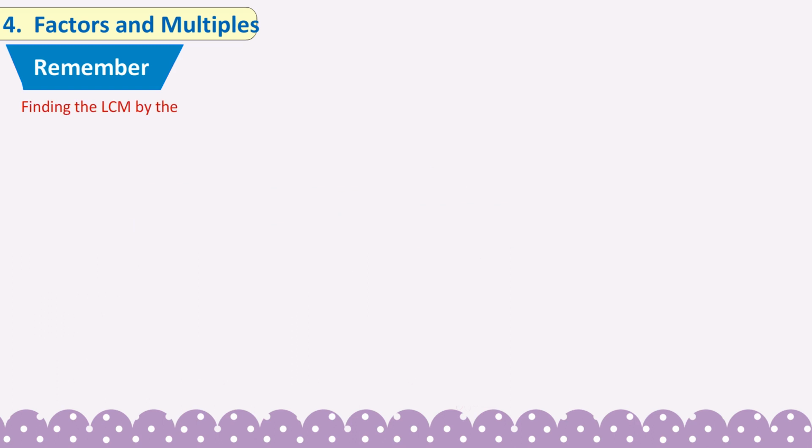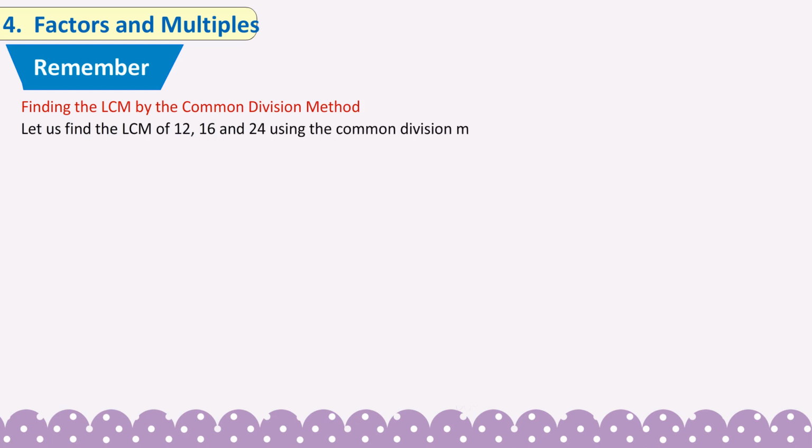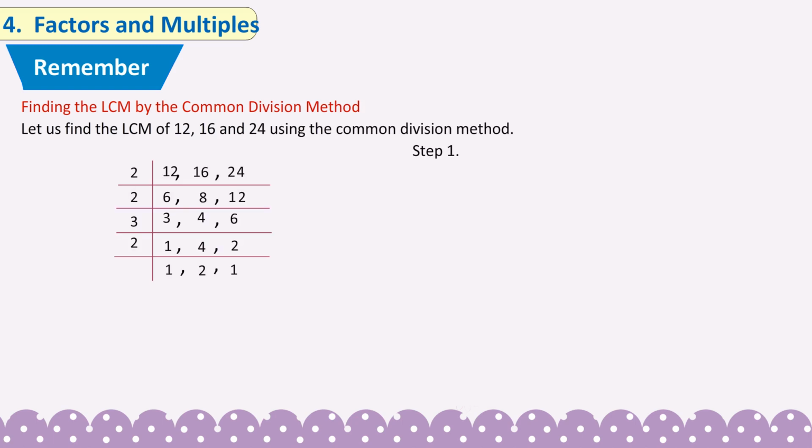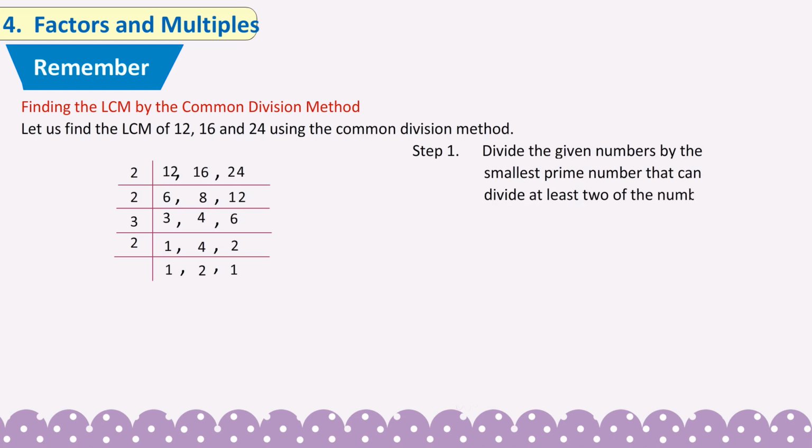Finding the LCM by common division method. Let us find LCM of 12, 16 and 24 using the common division method. Step 1. Divide the given numbers by the smallest prime number that can divide at least 2 of the numbers. Step 2. Write the quotient and the undivided numbers in the second row.